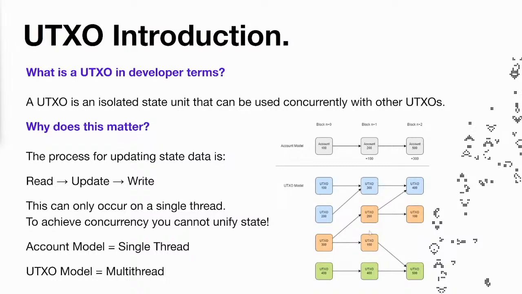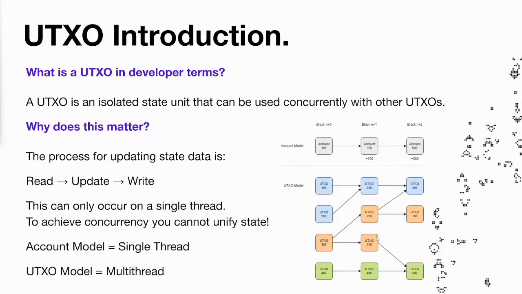And what this is enabling is that when they're going into block 3, orange actually sent 100 to blue and then kept 100 left over as change and then sent 100 to green. Because orange had 2 different state units here, they're able to do this read, update, write process twice as fast as it could occur on the account model because they are actually separate.